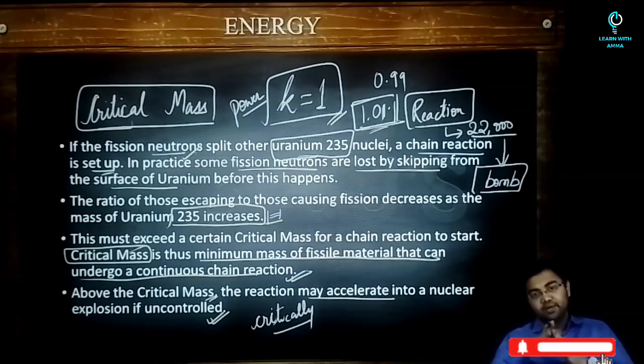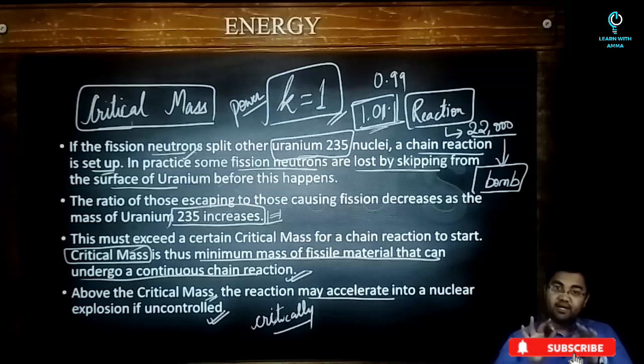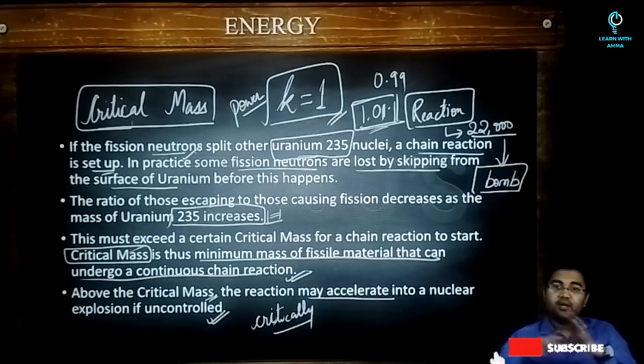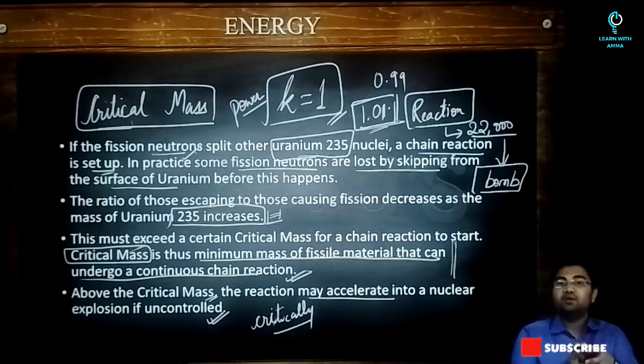For a given nuclear reactor, it needs to attain criticality before it can start generating power. So if a reactor has just attained criticality, it means that the mass there is critical, just the right amount of mass that you need for the entire chain reaction to happen in a controlled manner. This is called the critical mass.